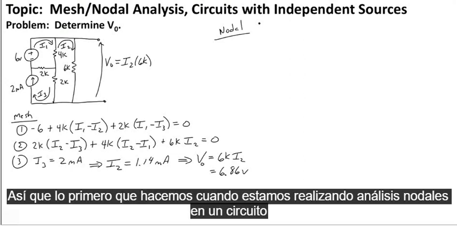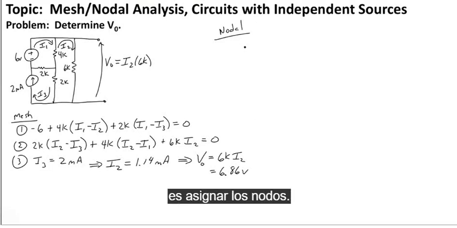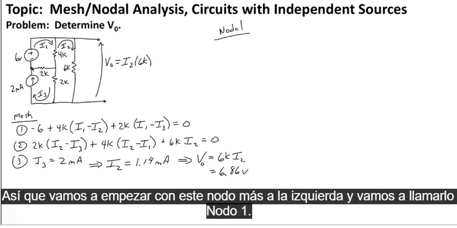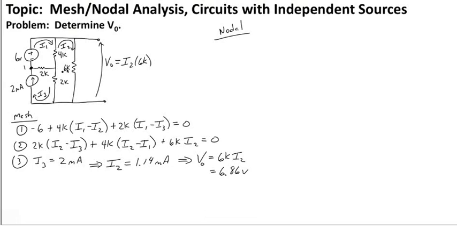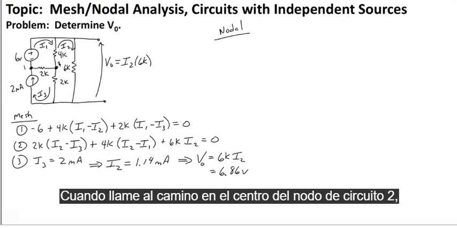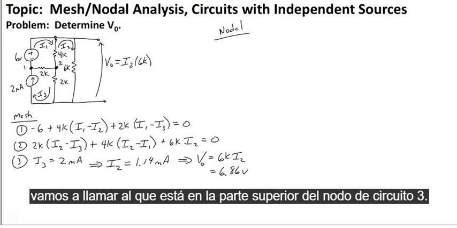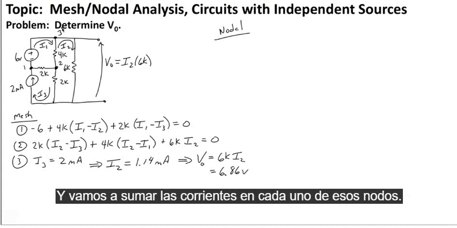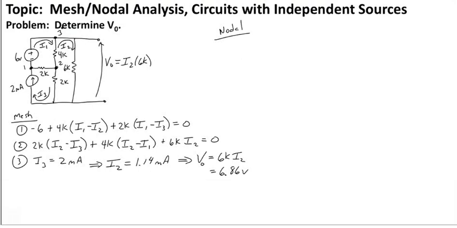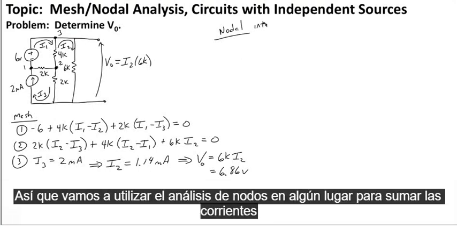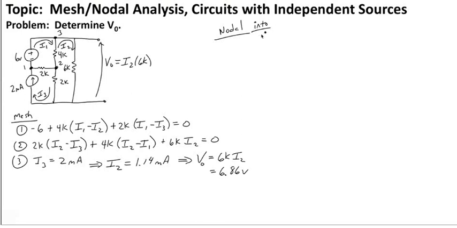So the first thing we do when we're performing nodal analysis on a circuit is we assign the nodes. So we're going to start with this leftmost node, and we're going to call it node 1. We're going to call the one in the center of the circuit node 2. We're going to call the one at the top of the circuit node 3. And we're going to sum the currents into each one of those nodes.